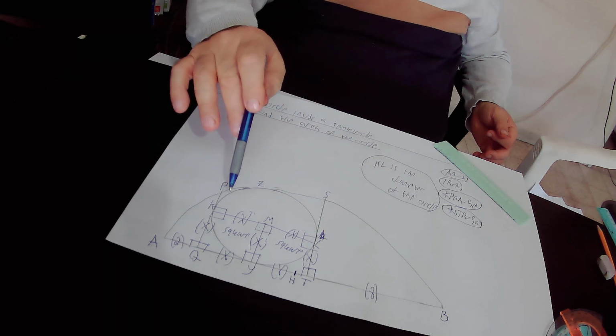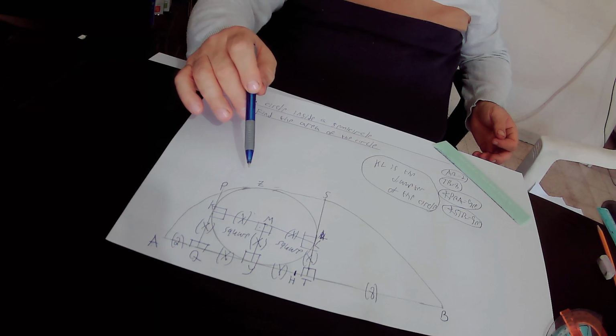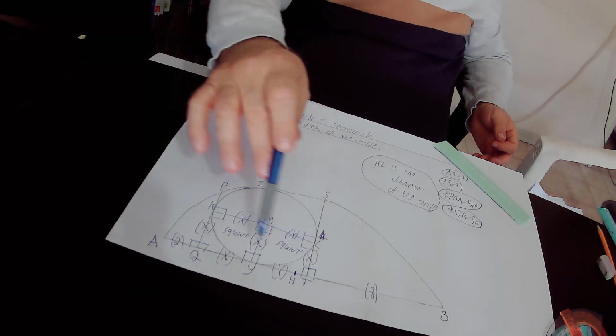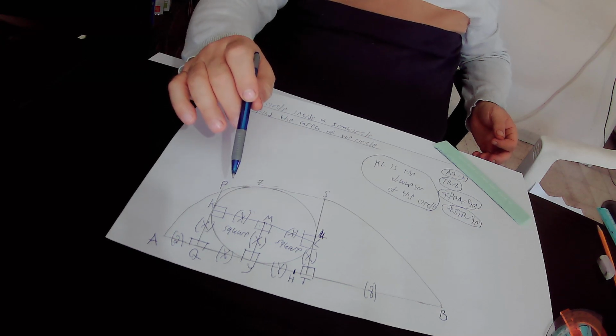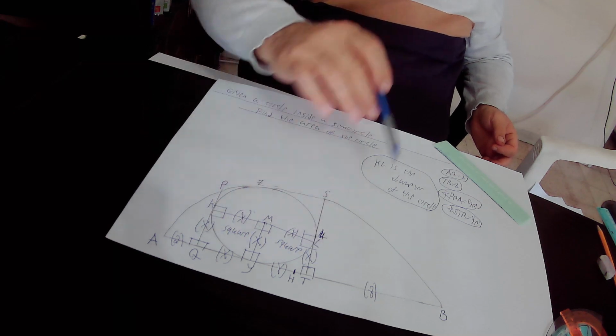KLQT. Inside quadrilateral KLQT we have 4 right angles. And therefore quadrilateral KLQT is a rectangle. Okay, quadrilateral KLQT is a rectangle.